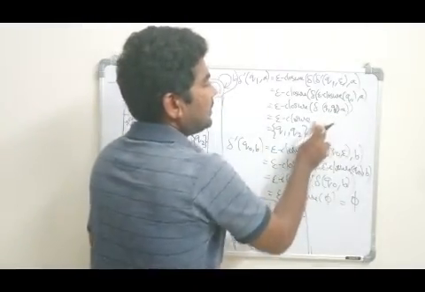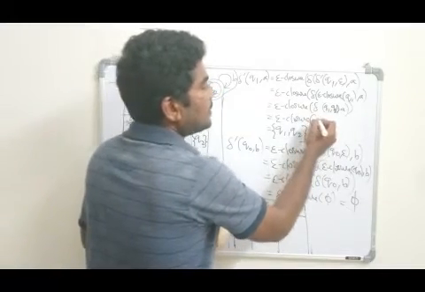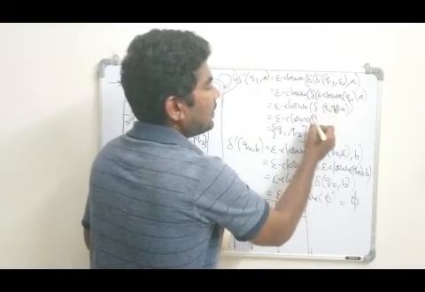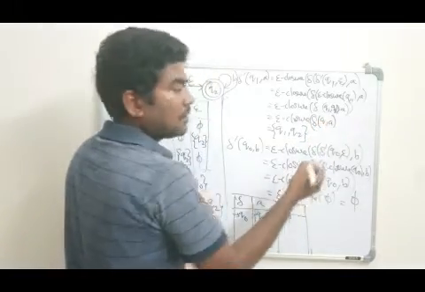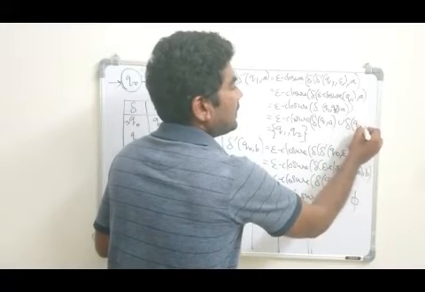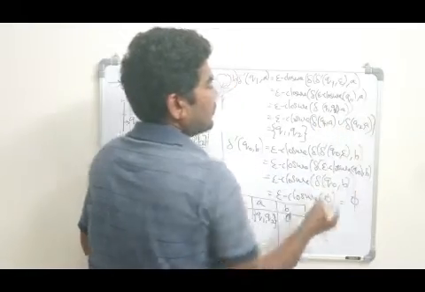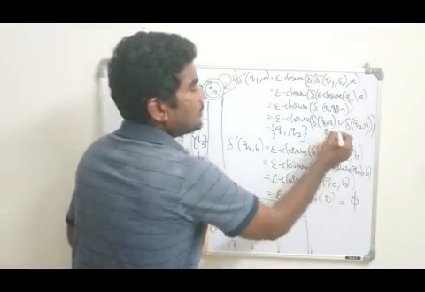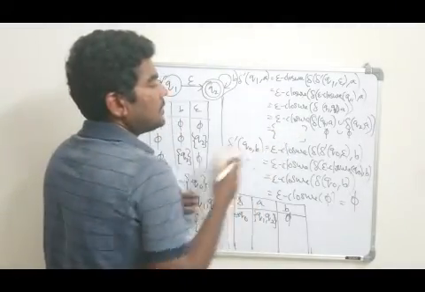So for example, like this it is. If you have not understood, I'll write clearly. So what will happen? Delta of Q1 comma A union delta of Q2 comma A. This is pi, union of this is also pi. So now the answer will be pi.